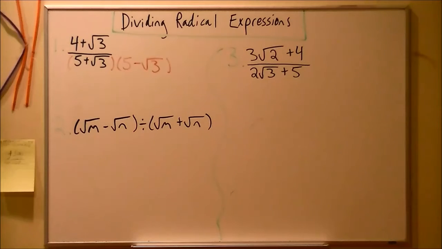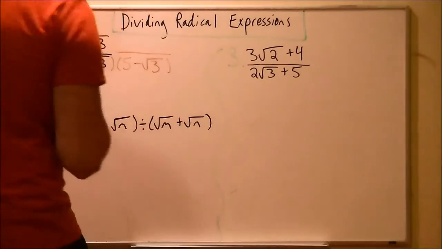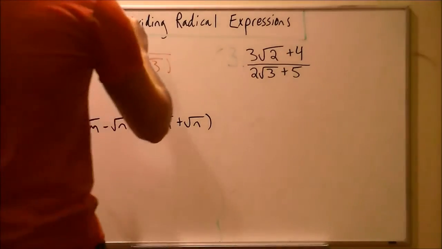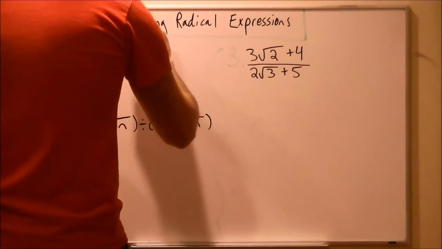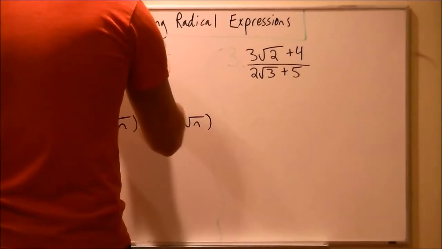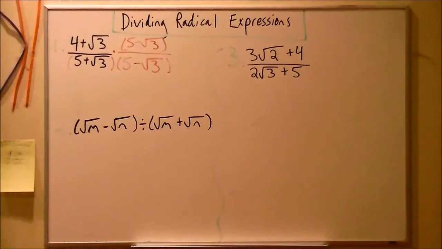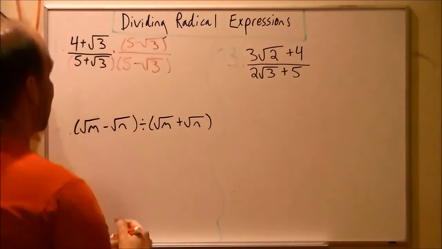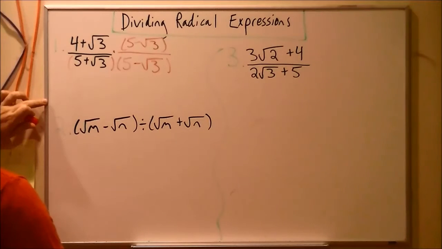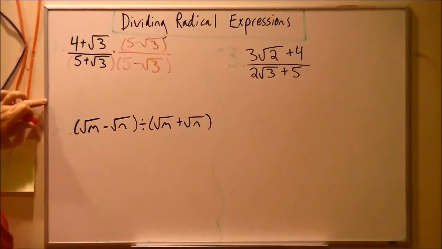Okay, and whatever you do to the bottom, you have to do to the top. And so on top you're going to have 5 minus square root 3 as well, and both the numerators and the denominators are going to be multiplied by each other. Now here's where it gets fun. Stay with me, okay? Just like in multiplication, now we are multiplying to solve this division problem. We have to FOIL those times each other.